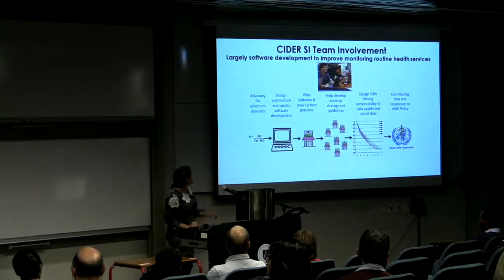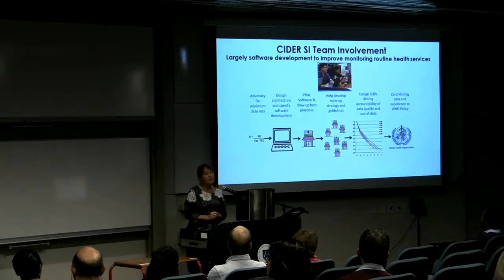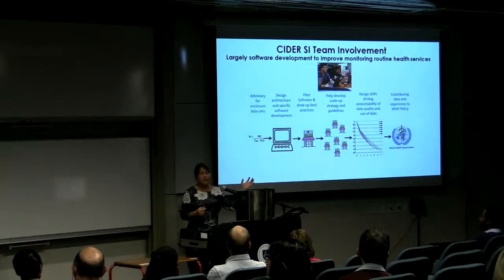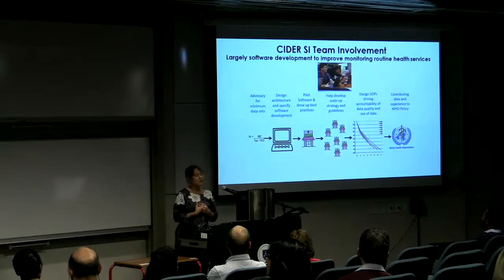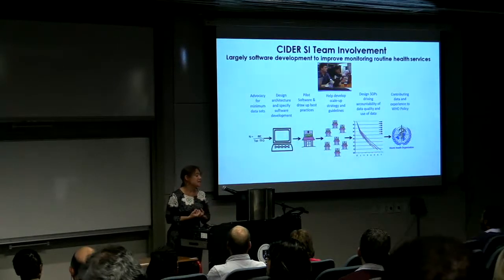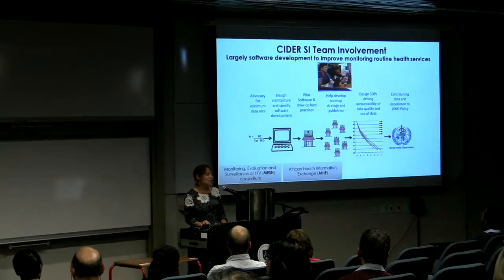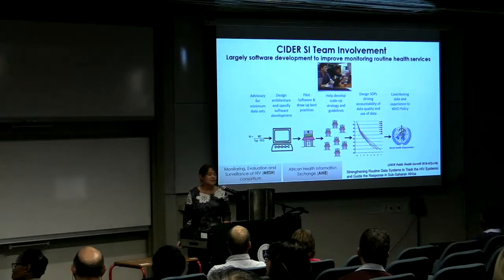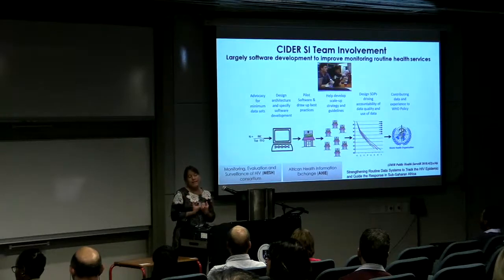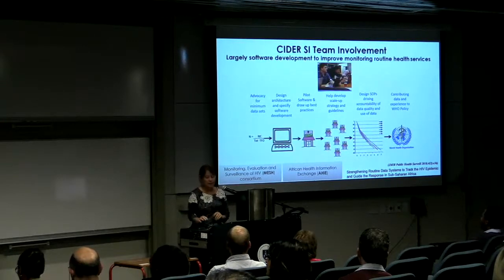Just to talk briefly about the strategic information team, they are involved in all aspects of improving or developing software to improve routine monitoring, from deciding what should be collected, designing the software to collect it, implementing it through training and providing support at facilities, and then driving how it is used to make sure that our routine information systems actually are used and strengthened to guide the response to the HIV epidemic, and more recently to actually improve patient care at an individual level.